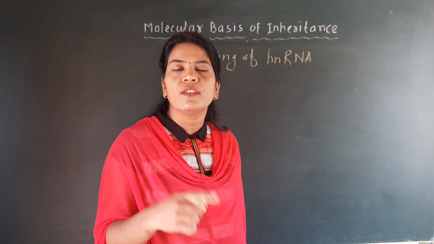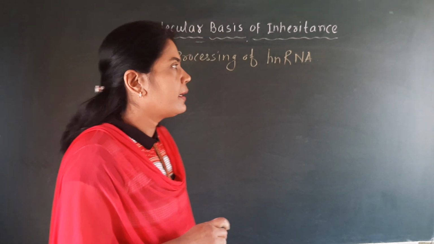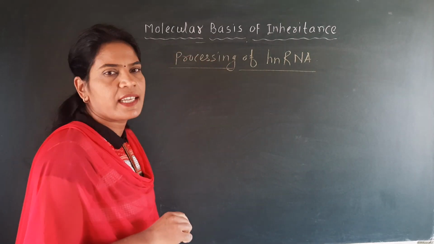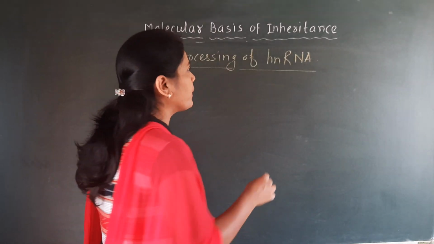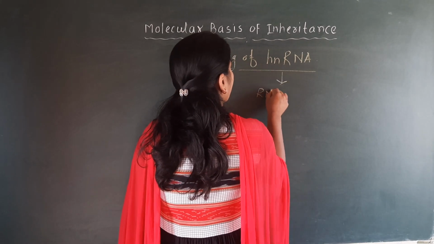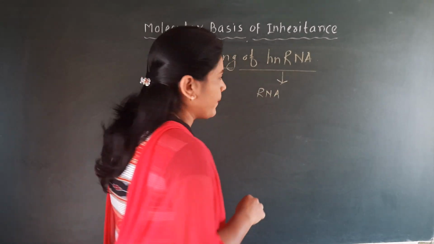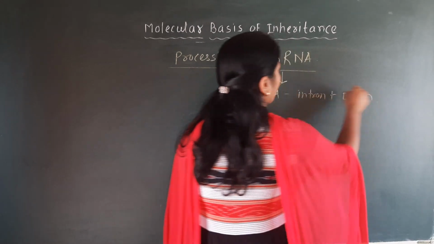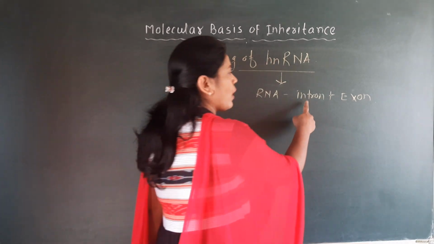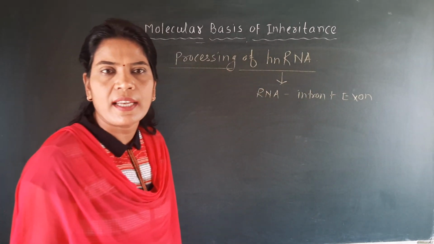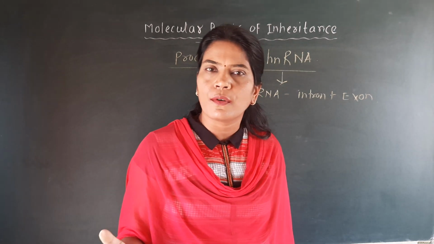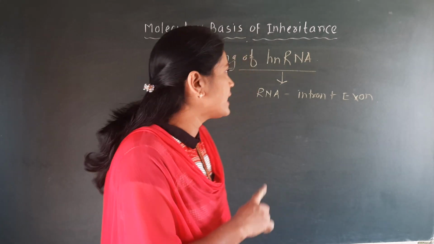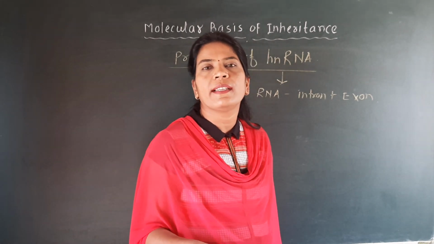hnRNA means heterogeneous nuclear RNA. Before this, let us see what is meant by hnRNA. hnRNA simply means the RNA which has both intron plus exon. That means it has both non-coding and coding sequence. Such RNA which has both intron as well as exon is not processed. Before processing, that RNA is called hnRNA, and after processing we call it mRNA.